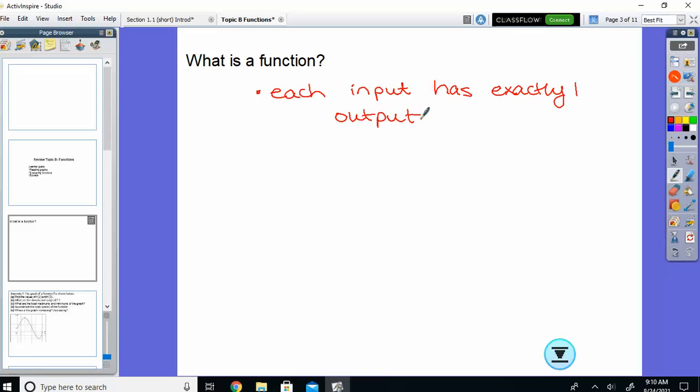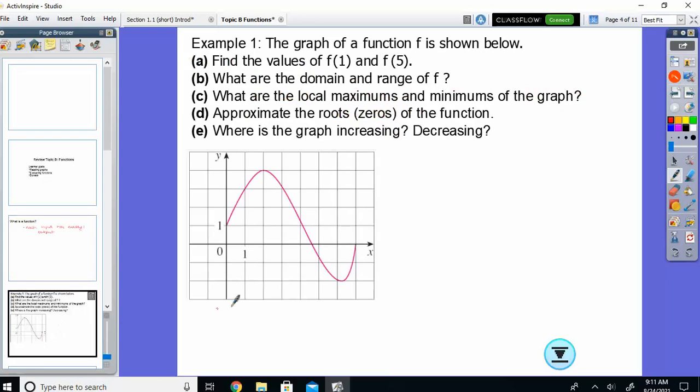Remember, in a function, x never repeats. If you're looking at a graph, it passes the vertical line test. You never hit the same value more than once. We will use functions a lot in here. First thing, we're going to have to be able to read graphs.